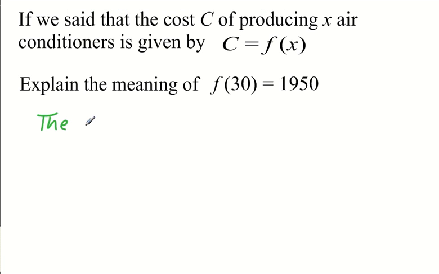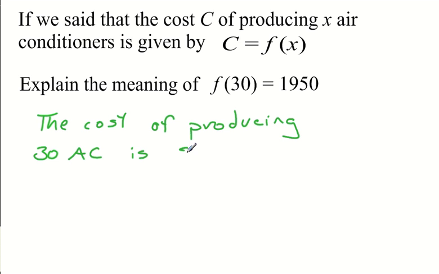The cost of producing 30 air conditioners is $1,950. I do want you to notice I have a single sentence. It's complete and everything I need. And in particular, I have all my appropriate units used.